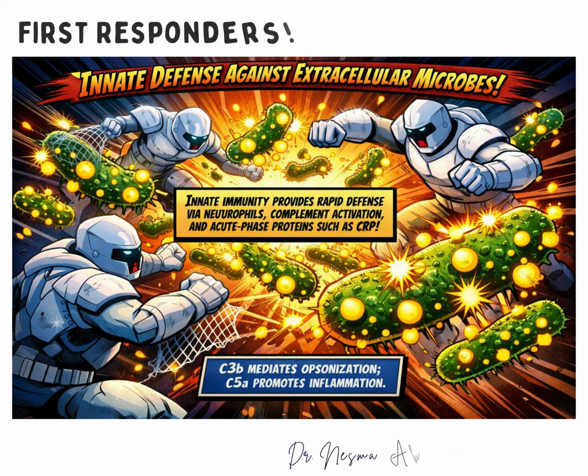The first line of defense against extracellular microbes is innate immunity. Neutrophils rapidly ingest microbes, while complement is activated mainly through the alternative and lectin pathways. Complement fragment C3b mediates opsonization, while C5a is a potent inflammatory mediator. Acute phase proteins, such as C-reactive protein, further enhance opsonization.